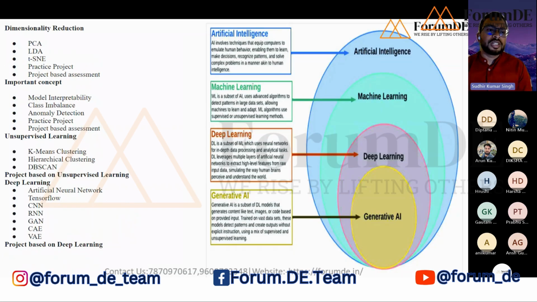So next we have dimensionality reduction concepts like principal component analysis, linear discriminant analysis, t-SNE, and then practice projects. And next is a very important thing: model interpretability, class imbalance, anomaly detection. And model interpretability, which I was talking about, is that every organization tackles the problem differently at their level. Sometimes you require that accuracy should be 99% or above. If it is above 99, it's well and good.